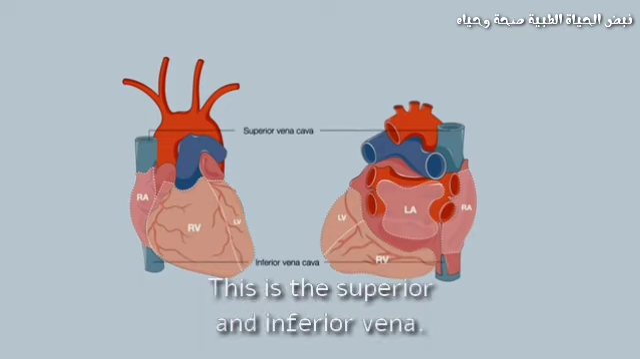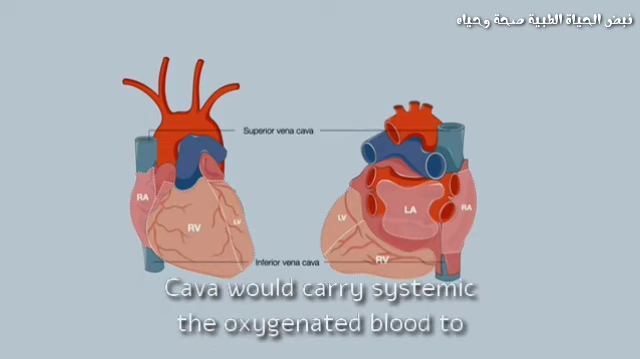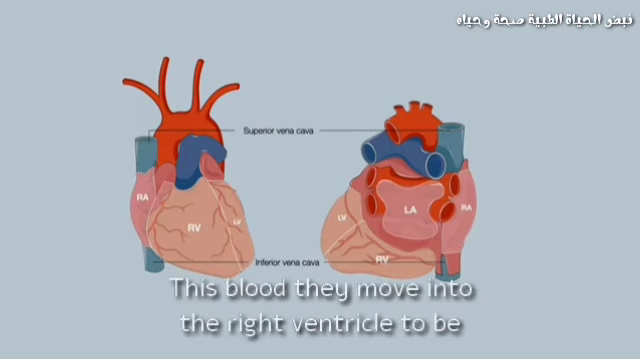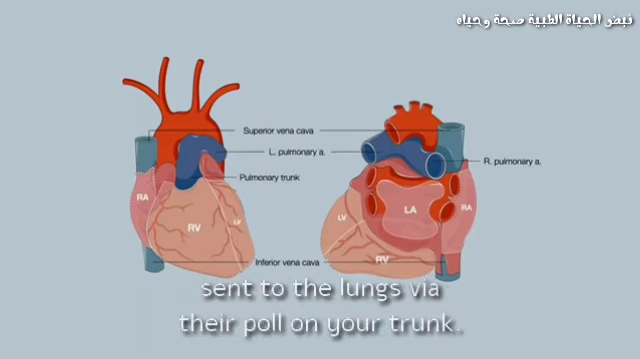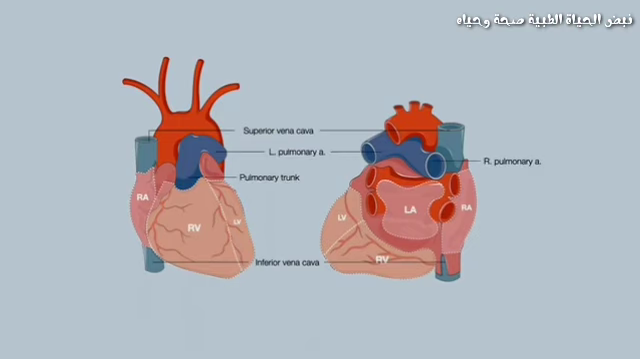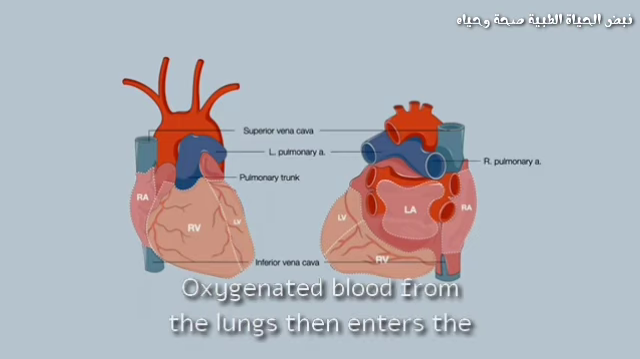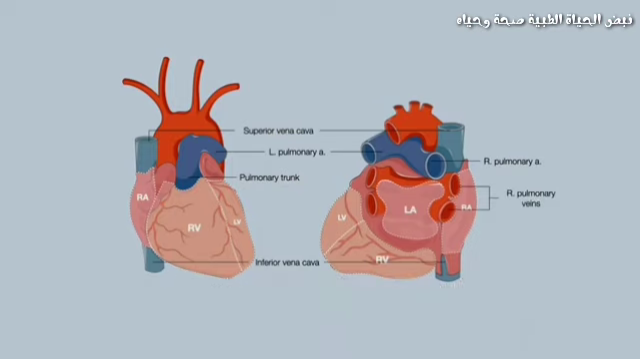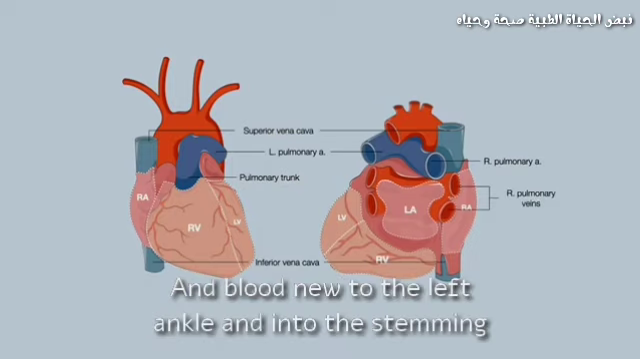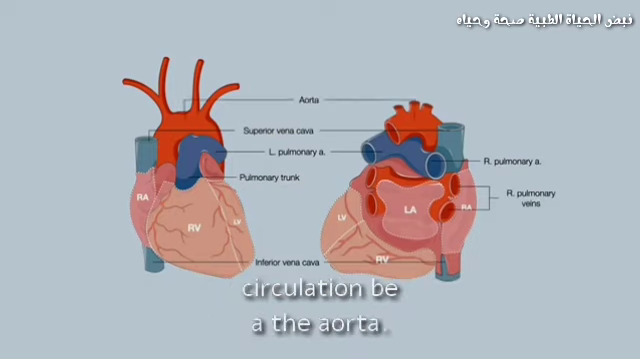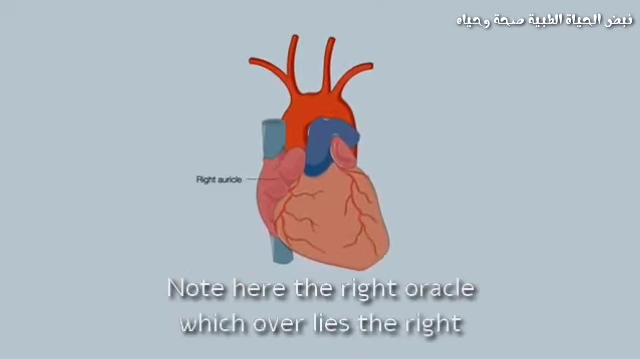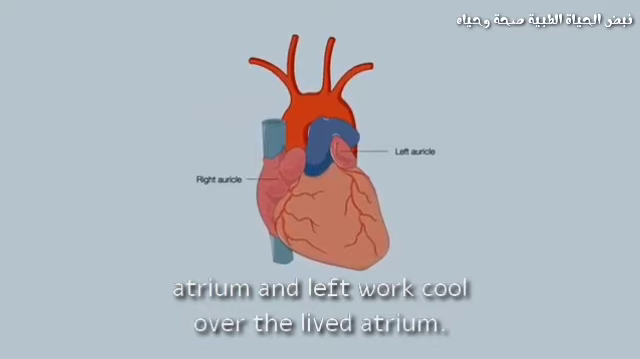This is the superior and inferior vena cava, which carries systemic deoxygenated blood to the right atrium. This blood then moves into the right ventricle to be sent to the lungs via the pulmonary trunk. Oxygenated blood from the lungs then enters the left atrium via the pulmonary veins marked here. And blood moves to the left ventricle and enters the systemic circulation via the aorta. Note here the right auricle, which overlies the right atrium, and the left auricle over the left atrium.